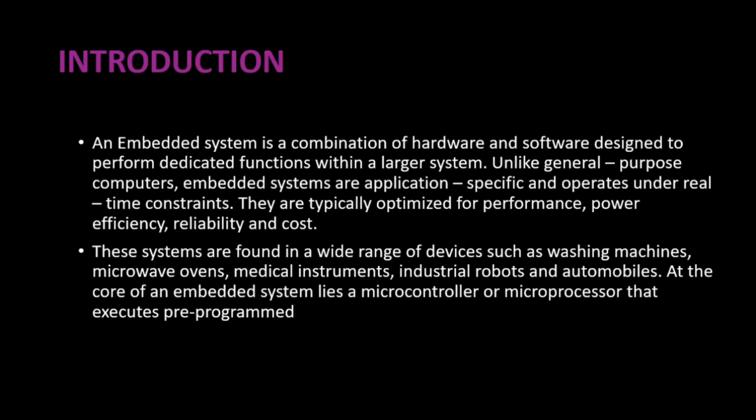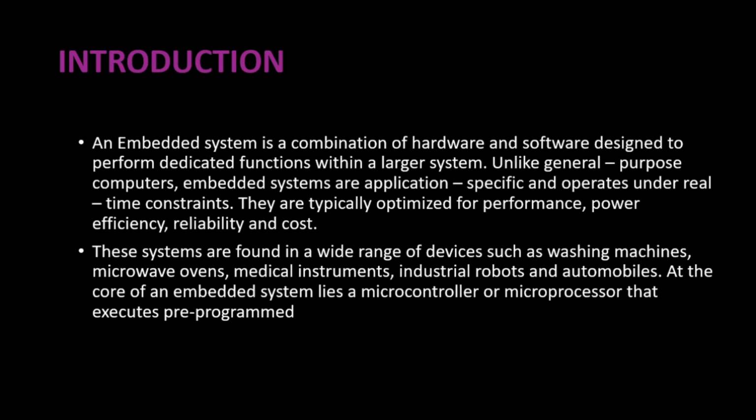An embedded system is a combination of hardware and software which is designed to perform a specific task. Unlike general purpose computers, embedded systems are used to perform specific tasks under real-time constraints. They are practically optimized for performance, efficiency, and reliability. These systems are found in our daily life, like microwave ovens, medical instruments, washing machines, automobiles, etc.